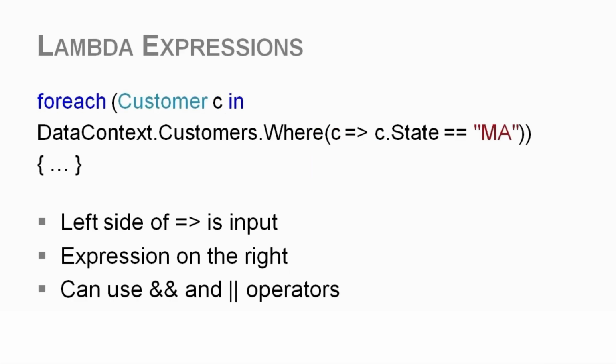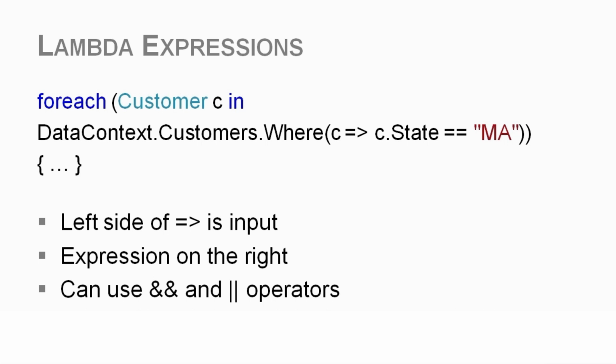We also use Lambda expressions a ton in MVC, and we use them both in the views in Razor and also in the controllers when we're working with data models. And the Lambda expression is in that area of the where clause. So in this case, we're looping through our customers that we're getting from a data context, which is actually going to be our model in our model view controller. And we're working with a where clause. So we're looking to filter our customers where the state is equal to Massachusetts.